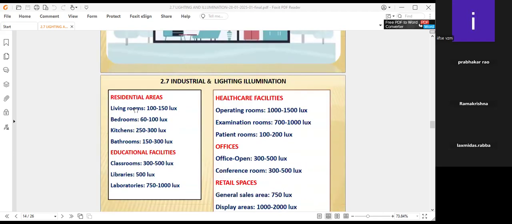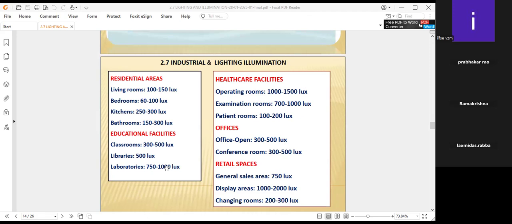Industrial and illumination, residential areas: living rooms 100 to 150, bedrooms 60 to 100, kitchens 250, bathrooms 150. These are recommended in some of the standards by some of the technocrats. However, we cannot fix into the range given. How best we can select it is our decision to take up. That's why they have given the ranges, not exact values.